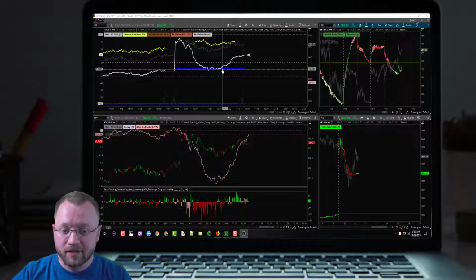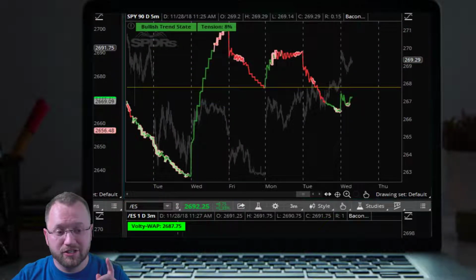Hey traders, so far this morning in the market we have had a bearish structure, but we've actually detected bullish trend traders. Let's go look at the charts and see if we can find them. So the first one I want to look at is tension.